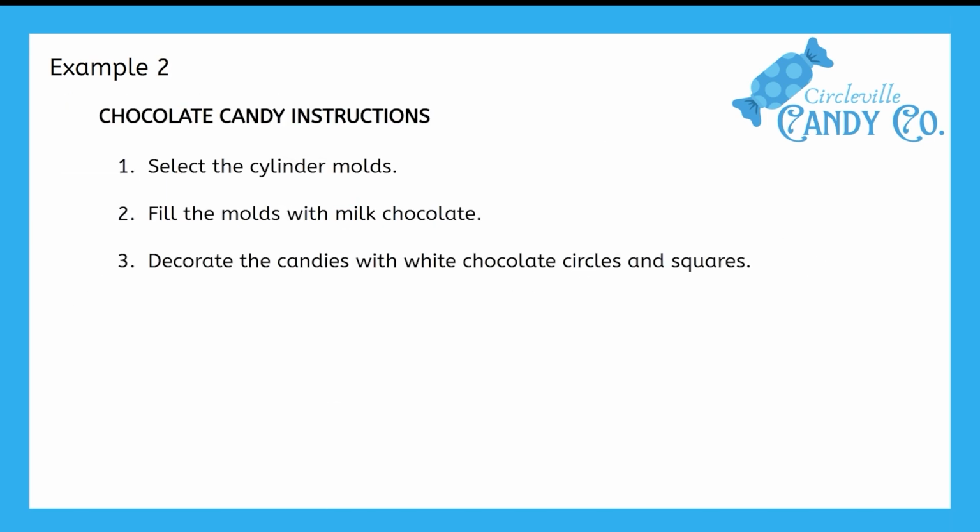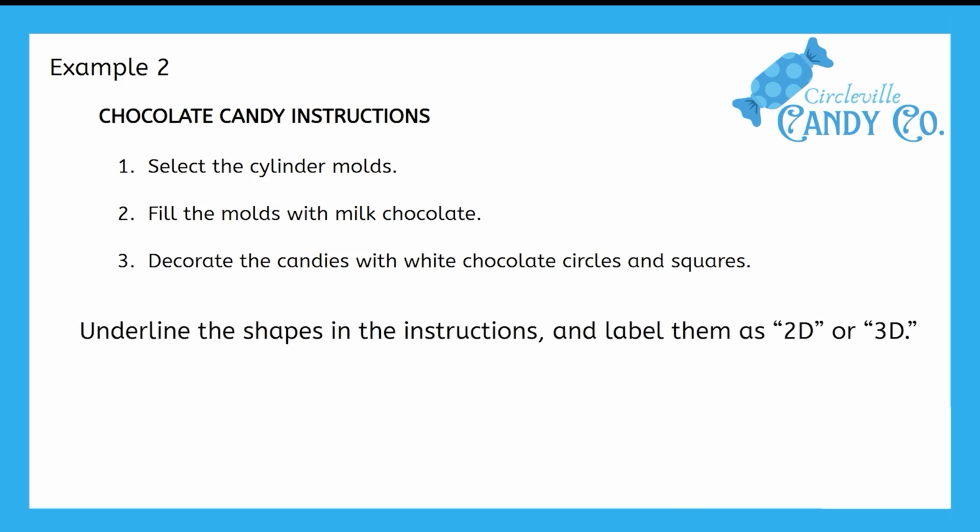My manager said I need to learn about 2D and 3D shapes in order to understand the instructions for making candy. Here's an example from the training manual for chocolate candy. Chocolate candy instructions. 1. Select the cylinder molds. 2. Fill the molds with milk chocolate. And 3. Decorate the candies with white chocolate circles and squares. Here's the trick. We need to identify which parts are 2D and which parts are 3D. Underline the shapes in the instructions and label them as 2D or 3D.